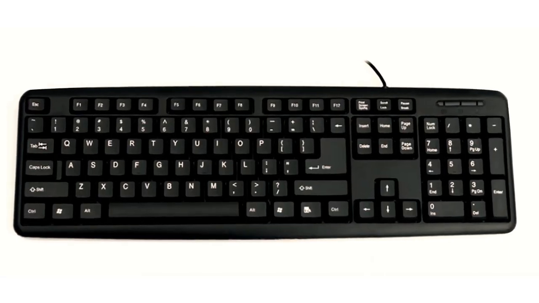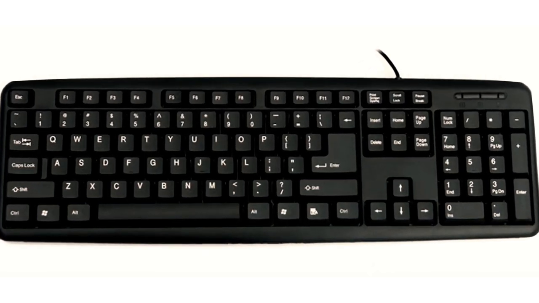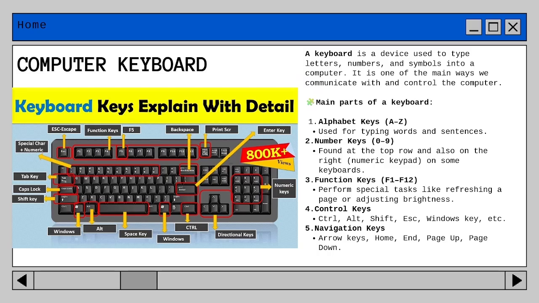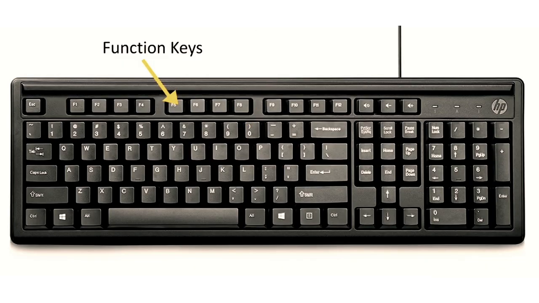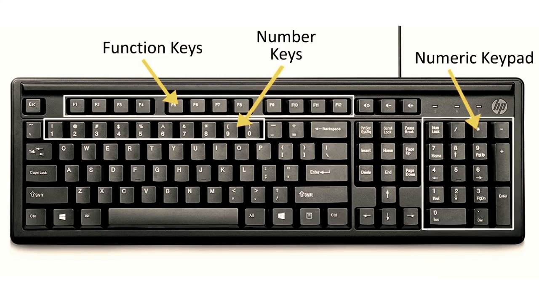Keyboard. A keyboard is a device used to type letters, numbers, and symbols into a computer. It is one of the main ways we communicate with and control a computer. What are the main parts of a keyboard? The keyboard is made of different kinds of keys.